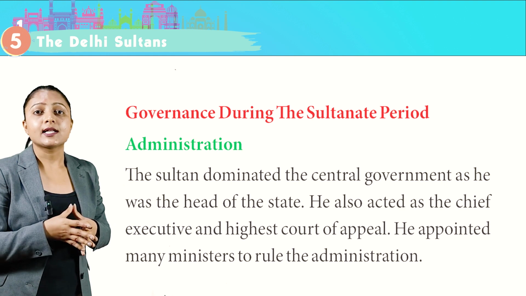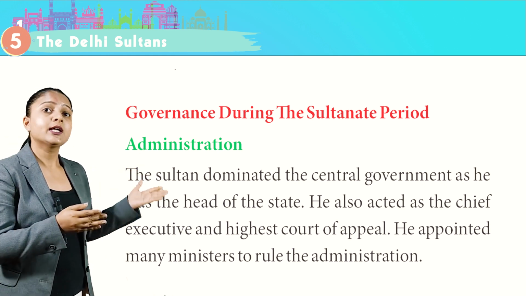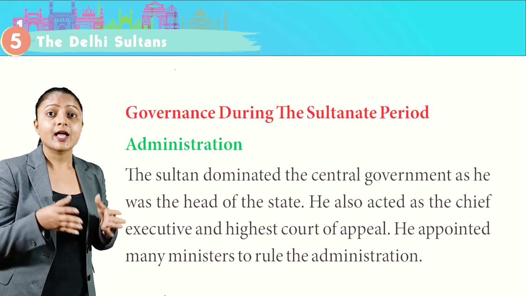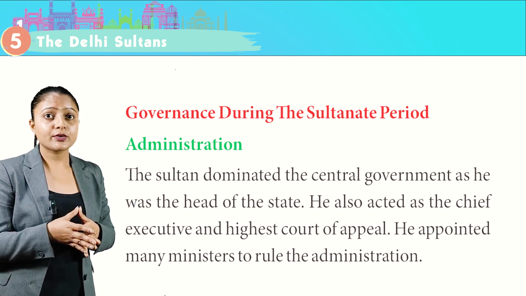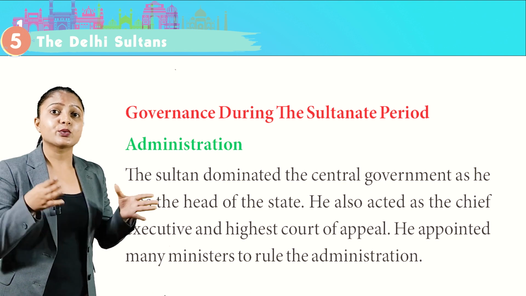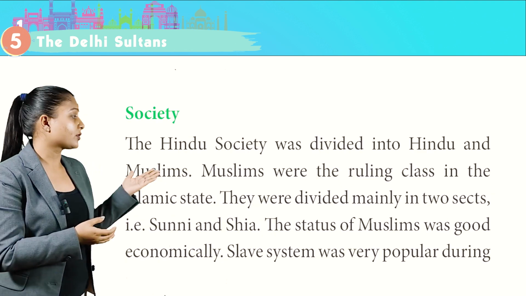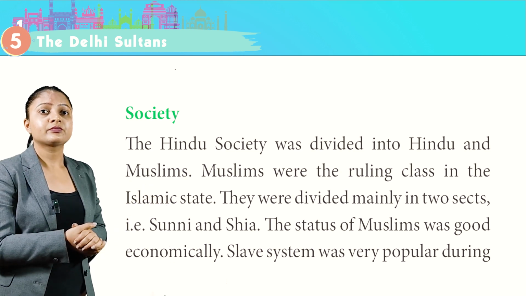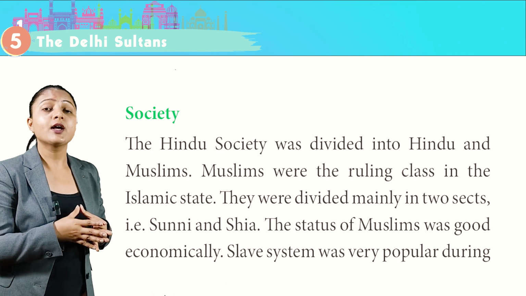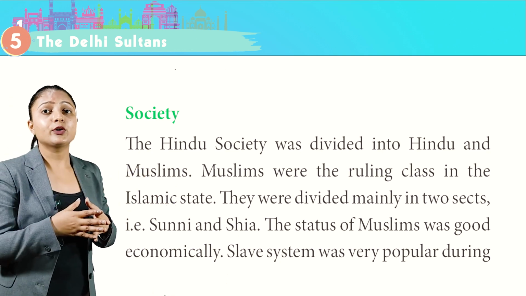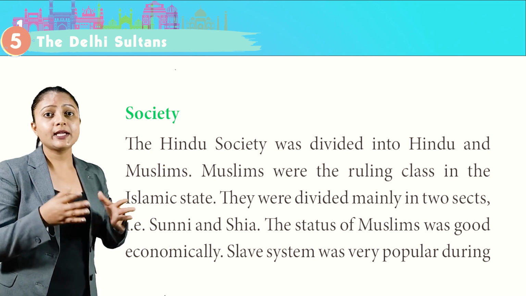Governance during the Sultanate period. Administration. The Sultan dominated the central government as he was the head of the state. He also acted as the chief executive and highest court of appeal. He appointed many ministers to run the administration. Society. The society was divided into Hindus and Muslims. Muslims were the ruling class in the Islamic state. They were divided mainly into two sects, Sunni and Shia.